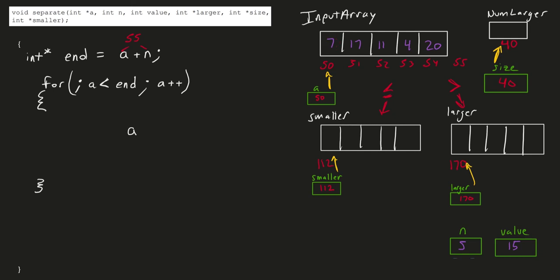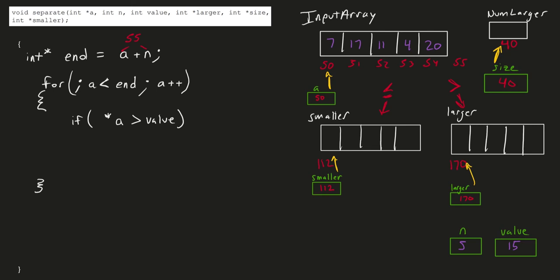I'm going to take a, and I'm going to say I want the data that this address is pointing to, that this address has at it. And I want to test it. If that number, let's say, is greater than that value, that splitting value, then we want to do some stuff. What do we want to do? We want to take that element and put it in here.